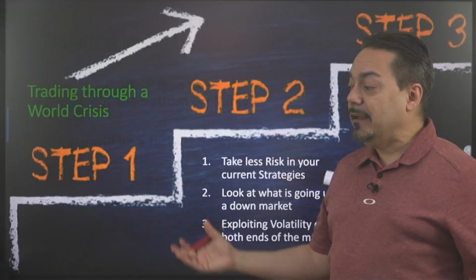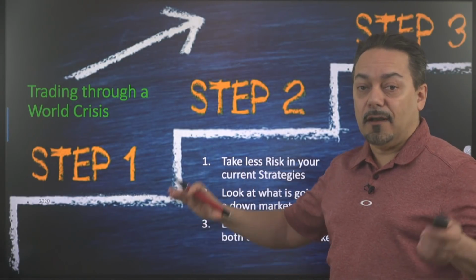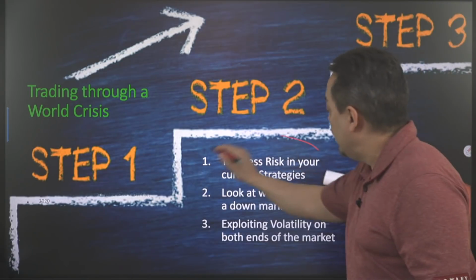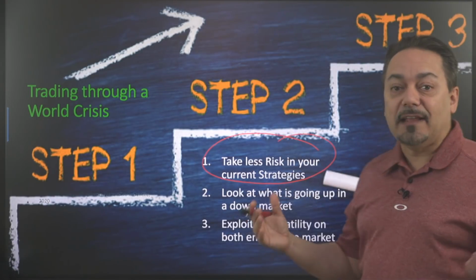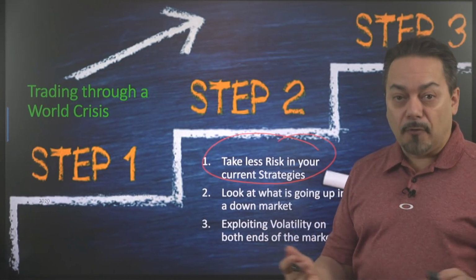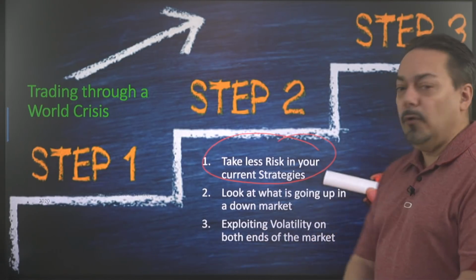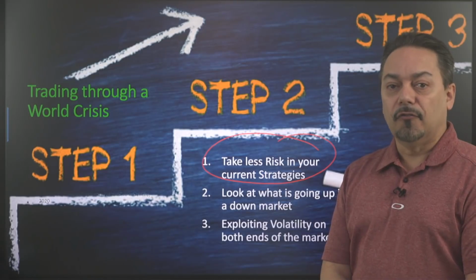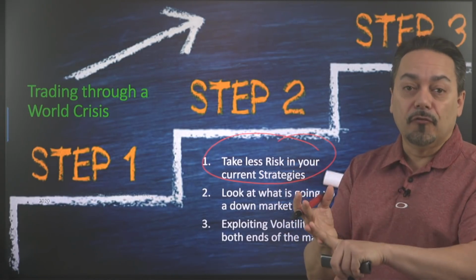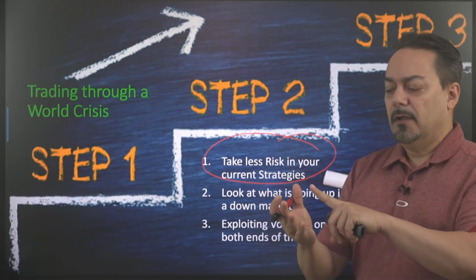So really, how do you trade this? All right, a couple things that I've talked about now. Step one, take less risk in your strategy. All right, just take less risk. That way you're able to approach this with a calmer attitude. Number two, look at what's going up in a down market. Well, let's see what goes up in a down market. There's certain stocks, grocery stocks that are going up. Zoom is going up, although I think that one's overdone.